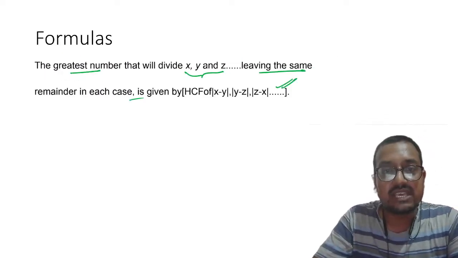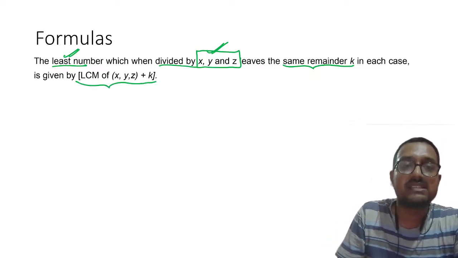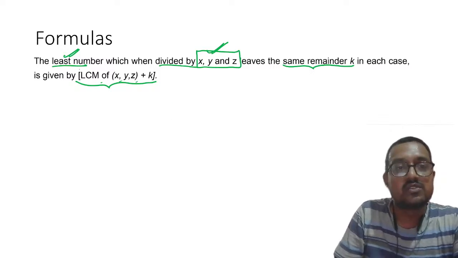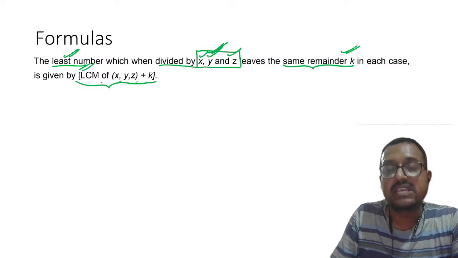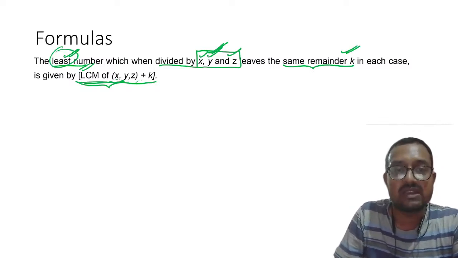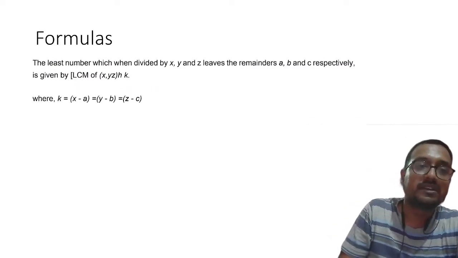Previously, what was the case? Please look carefully. In this case, it is x, y, z plus k. LCM of x, y, z plus k. Understood? So the least number which when divided by all three of these will leave the same remainder. So in that case, what you have to find? Least. That is LCM of x, y, z plus k. Please note it down. Understood?